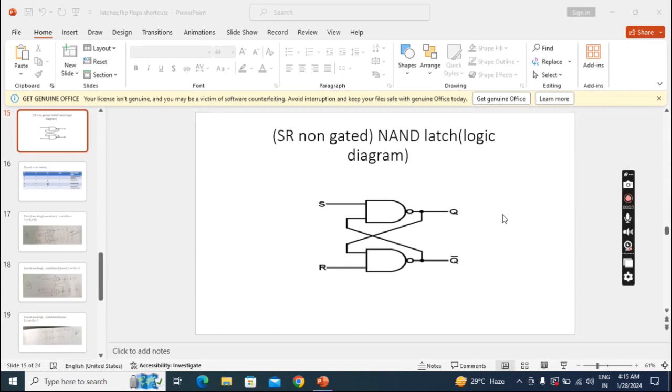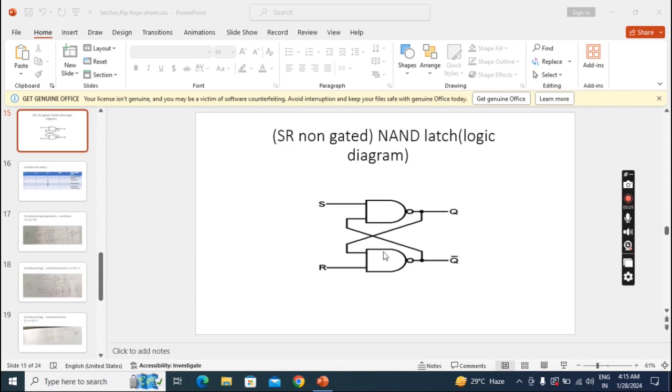In this lecture, we'll discuss the working or operation and construction of the SR non-gated NAND latch. We can simply call it a NAND latch also. Okay, so this is the logic diagram.